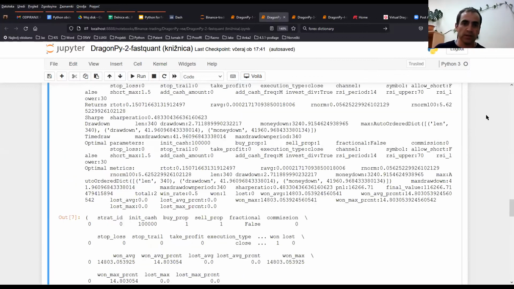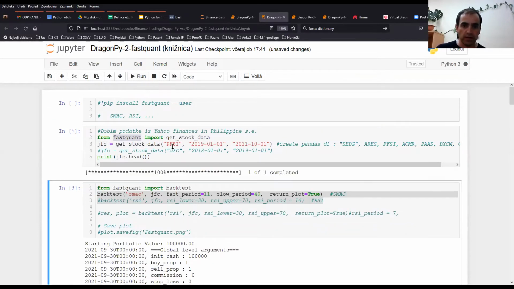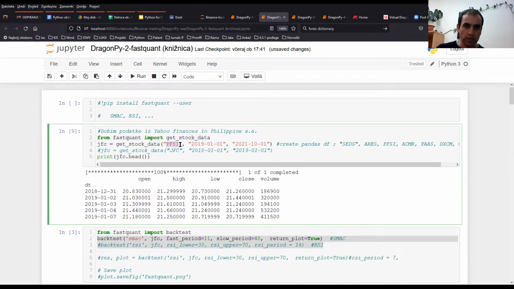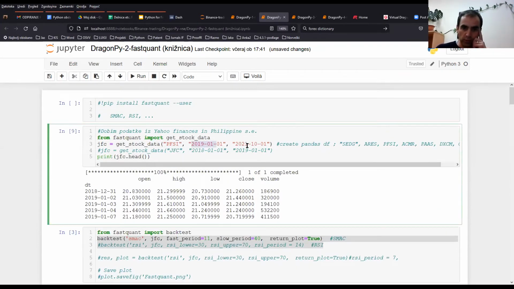There are libraries that are doing all of this stuff for you, and one of them is FastQuant. It simplifies getting the stock data from Yahoo Finance, and then you just import get stock data. You specify the code of the stock, and you run it. Here we print just the head of this data. You can still specify from which day to which date. There are all of these codes available.